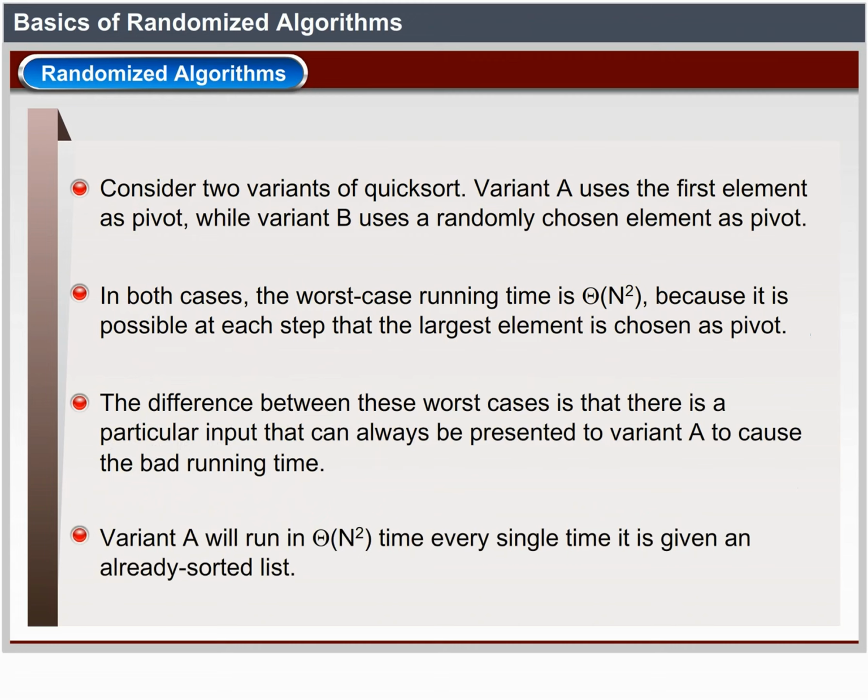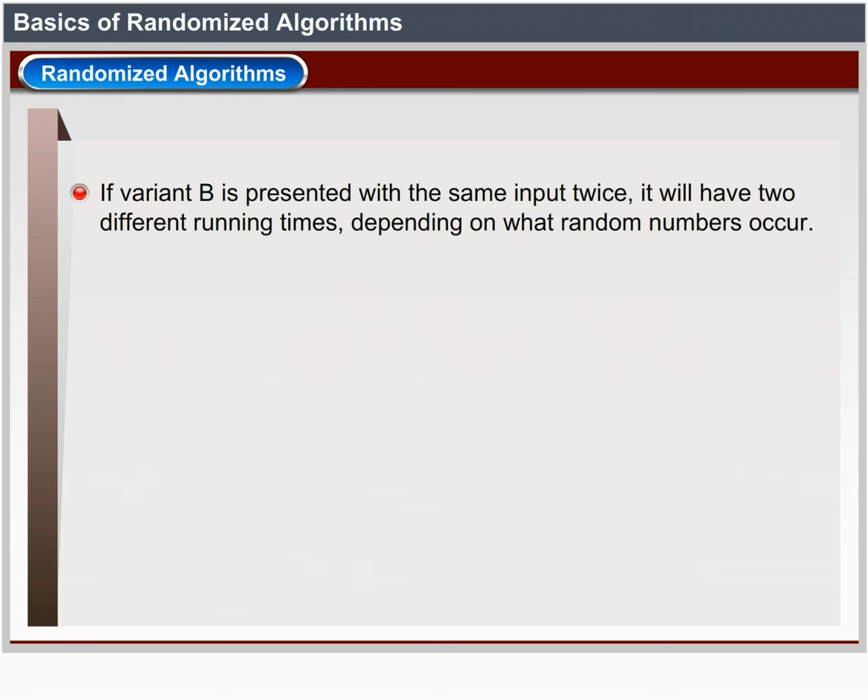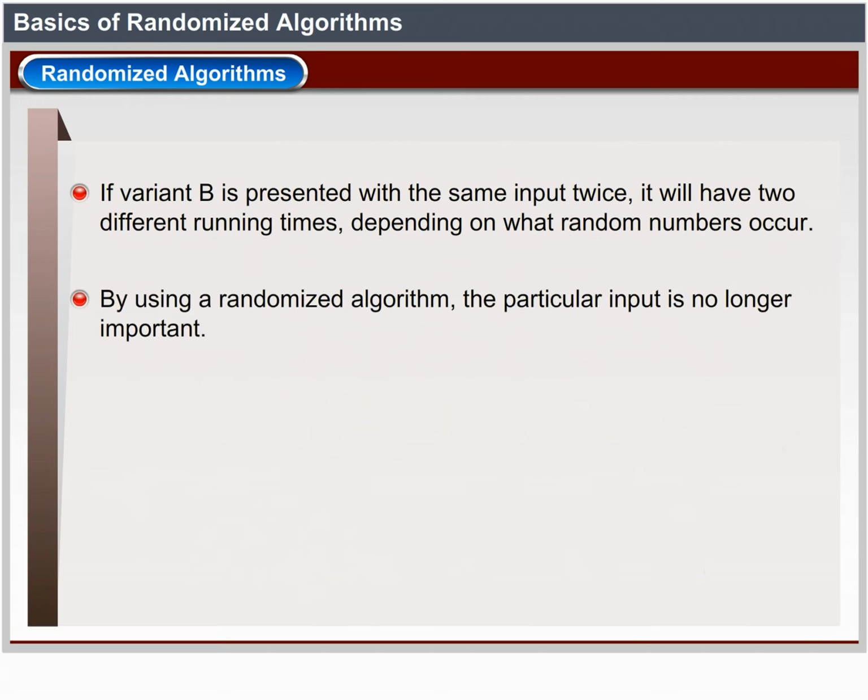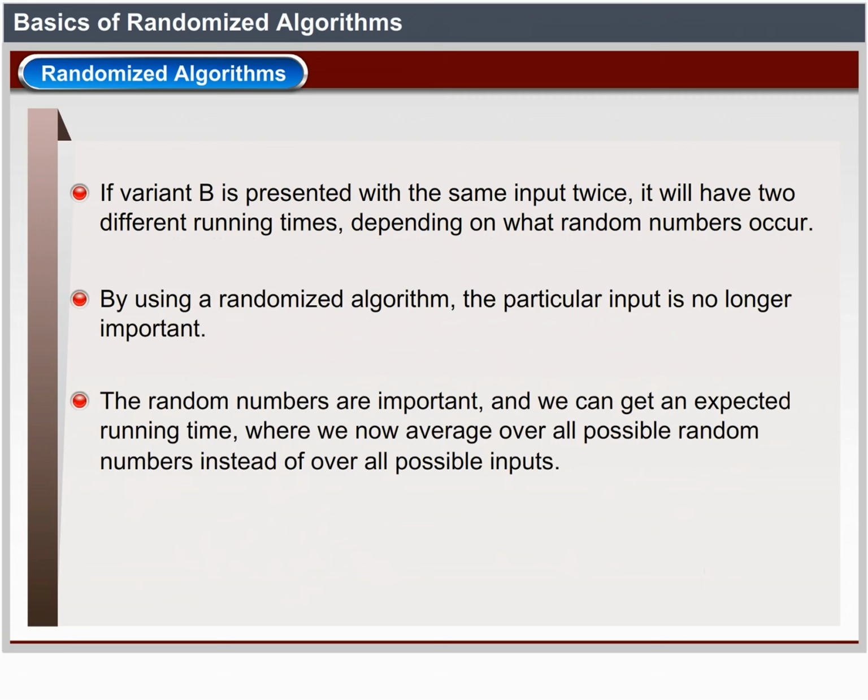Variant A will run in big theta of n squared time every single time it is given an already sorted list. If variant B is presented with the same input twice, it will have two different running times depending on what random numbers occur. By using a randomized algorithm, the particular input is no longer important. The random numbers are important and we can get an expected running time, where we now average over all possible random numbers instead of over all possible inputs.